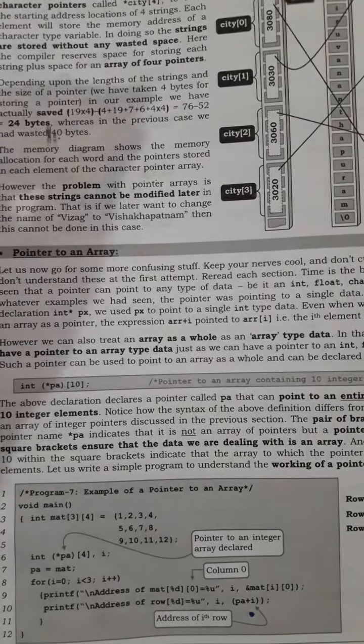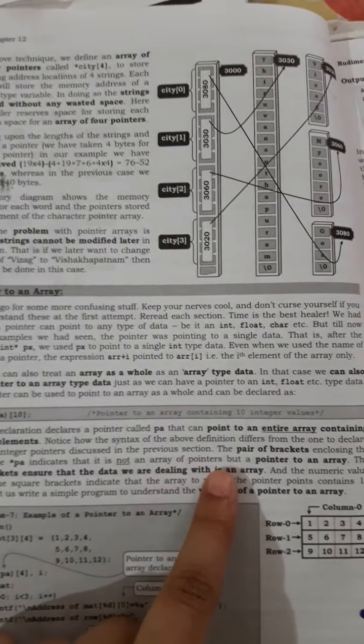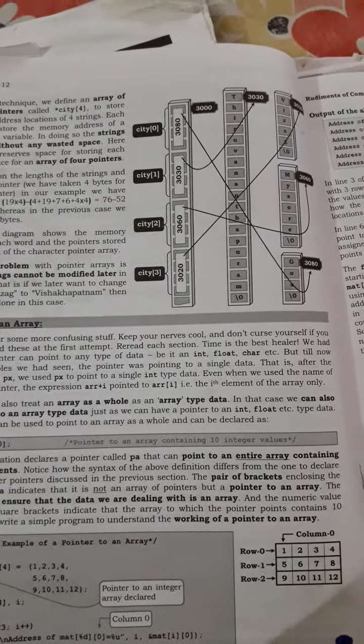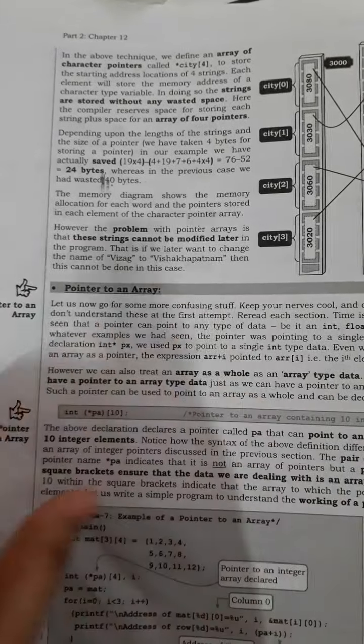Maybe the name of the array is m, b, c, x, y, z, anything. But pa is a pointer which is indicating a whole array. Now see, (*pa) indicates that it is not an array of pointers. The pair of brackets enclosing the pointer name *pa indicates that it is not an array of pointers but a pointer to an array. The square brackets ensure that the data we are dealing with is an array, and the numeric value 10 within the square brackets indicates that the array to which the pointer points contains 10 elements. It is an integer type array we are declaring. The array contains 10 integer values, and pa is a pointer which is indicating the whole integer array.